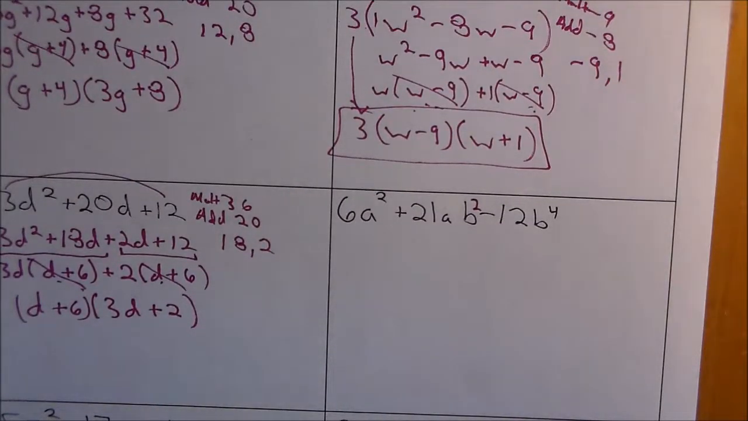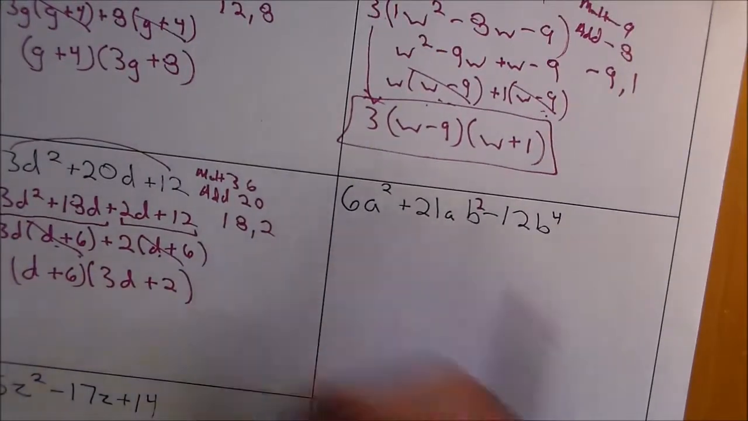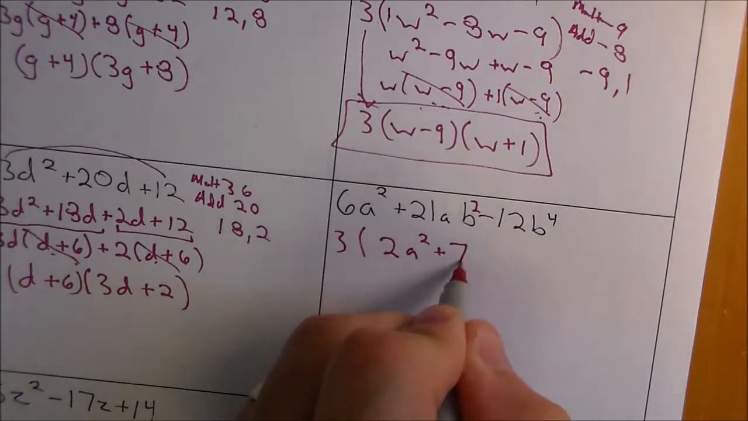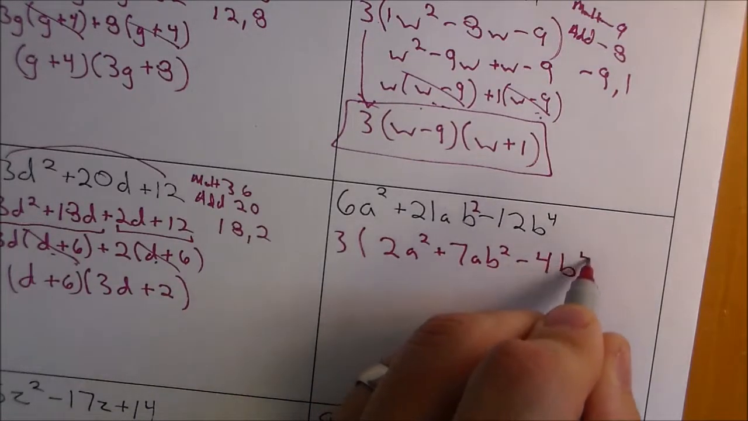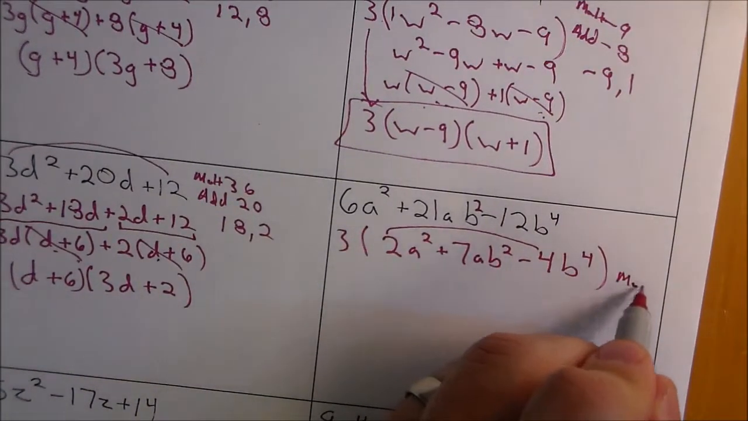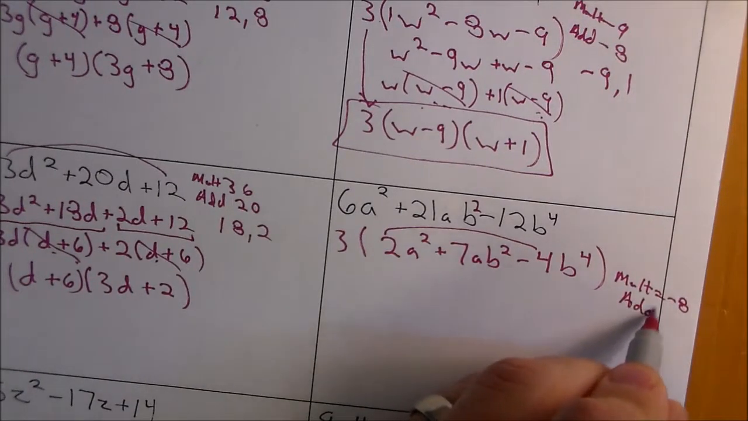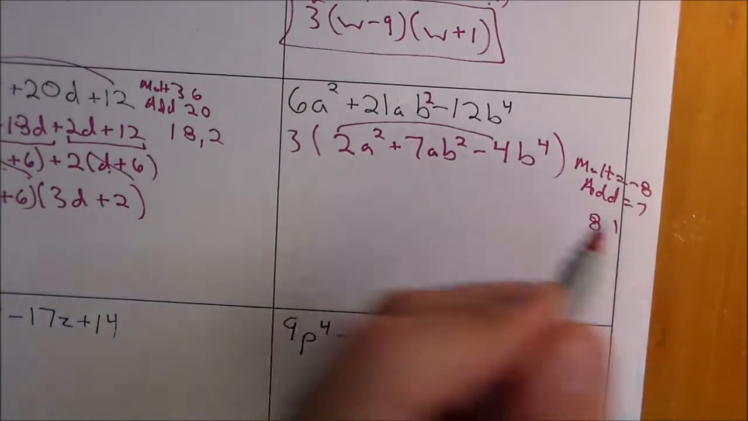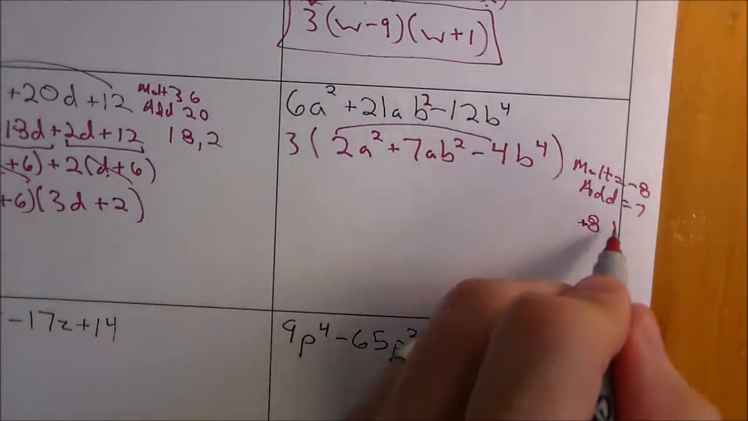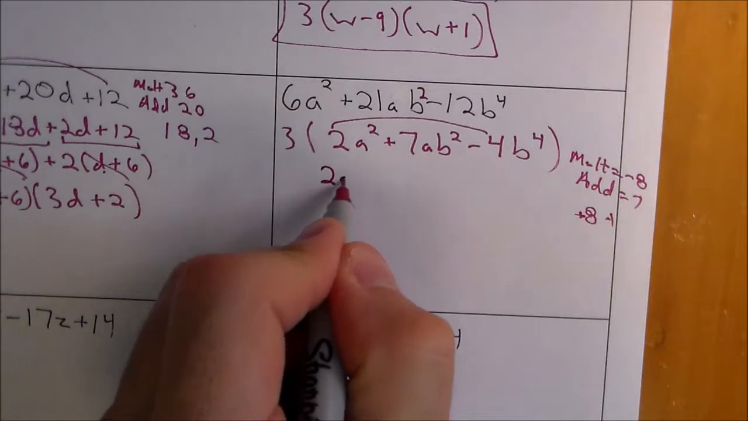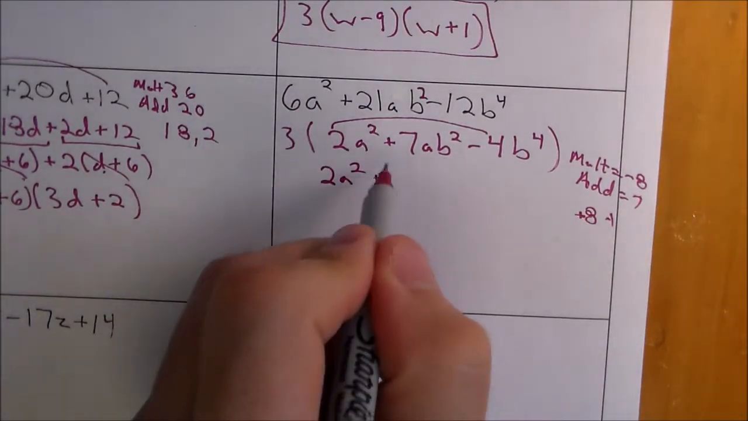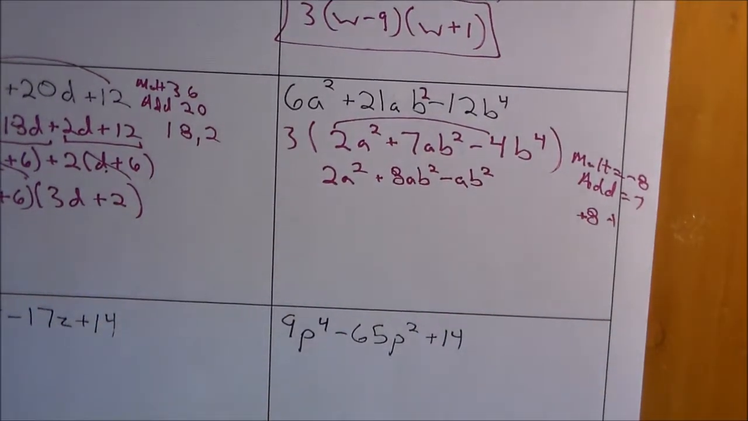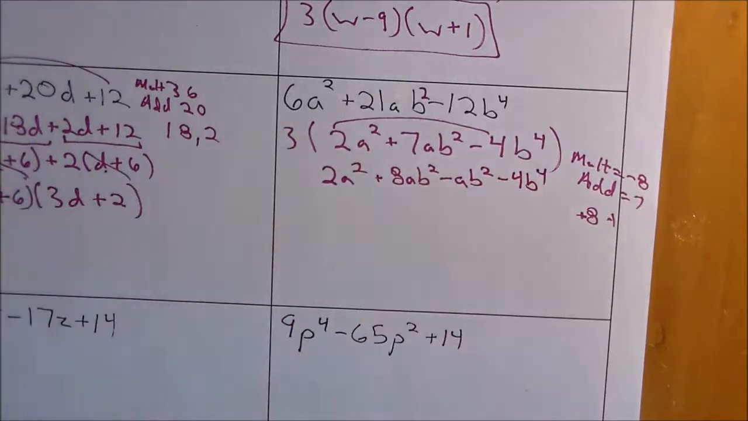The next one, we have some more variables, but let's follow the same process. But you know what, even before that, they're all divisible by 3. Let's take 3 out. So we got 2a squared plus 7ab squared minus 4b to the 4th. So we're looking to multiply to negative 8 that adds to 7. Well, if I'm multiplying to negative 8 and it needs 7, it's probably 8 and 1. I'll keep a positive 8 and a negative 1. So we're going to go 2a squared. Now, when we split this, the variables stay the same. 8ab squared minus ab squared minus 4b to the 4th.